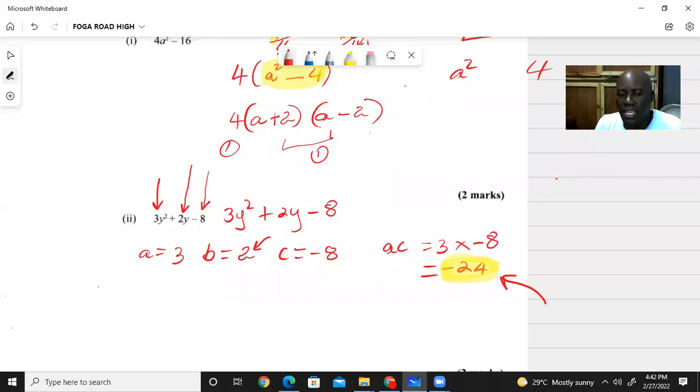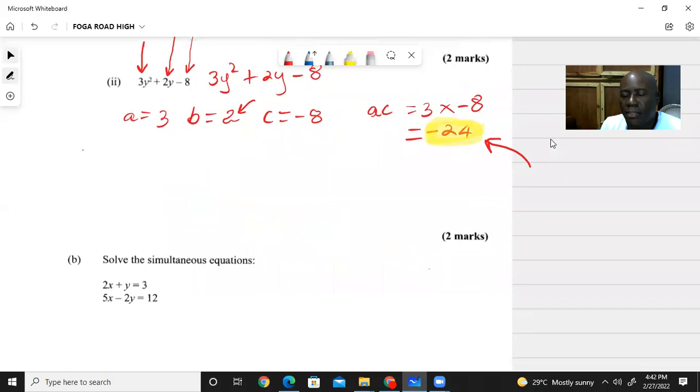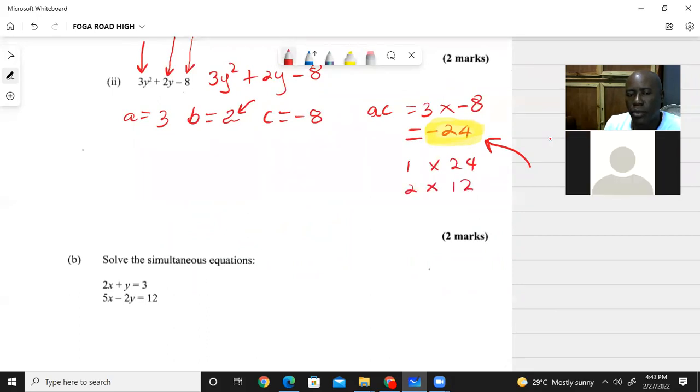Now, the good thing is those numbers can go into 24 without a remainder. So then we are advised to list the factor pairs of 24. What do I mean? Things that can multiply to give 24. Let's list them. 1 times 24, 2 times 12, 3 times 8, 4 times 6. That's it.